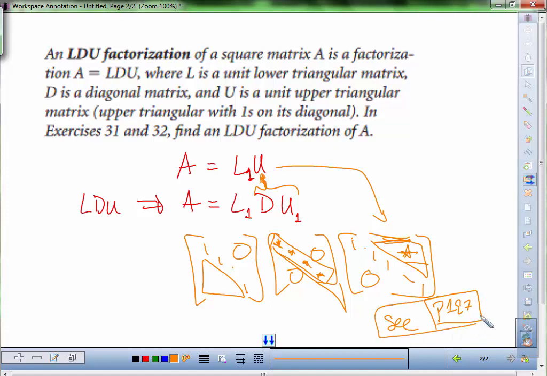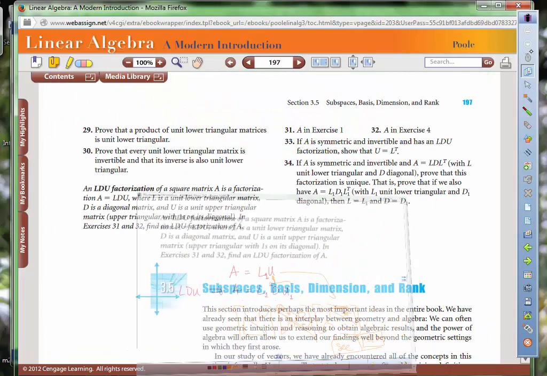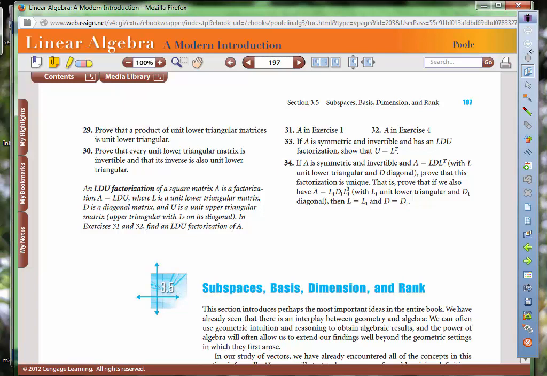All right, so that'll be on your own. You can look at that. I brought it up because it might be on the test. All right, let's shift now to 3.5, subspaces.